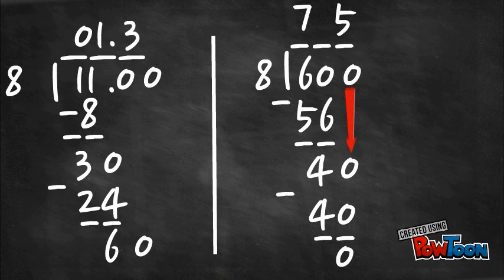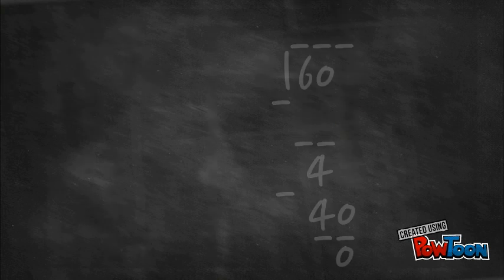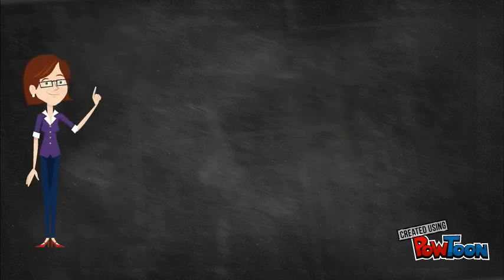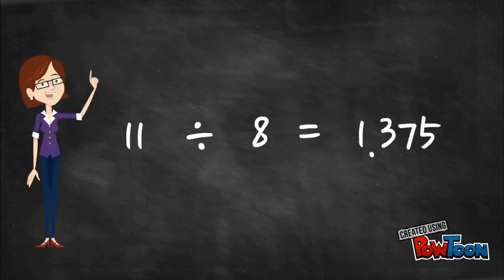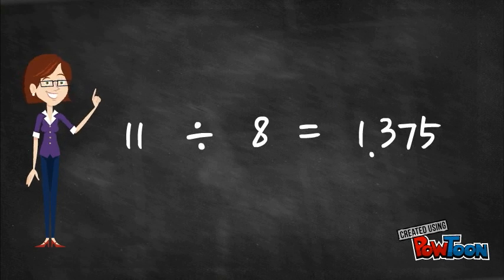Now we see that 5 is the last number in our decimal. So here we see that 1.375 is actually a terminating decimal since it doesn't continue any longer. So from our long division, we were able to determine that 11 divided by 8 equals 1.375.